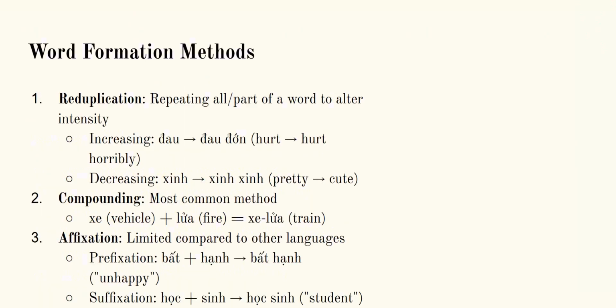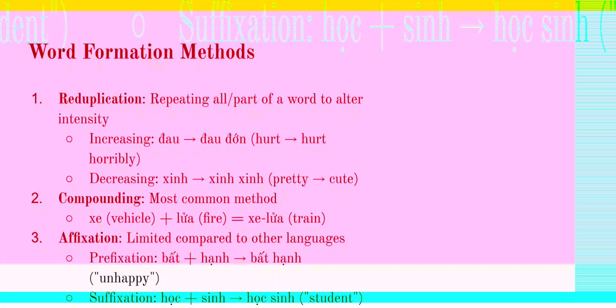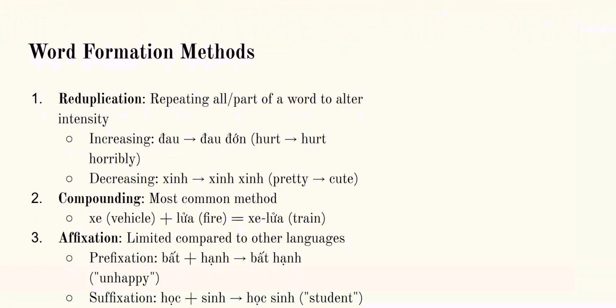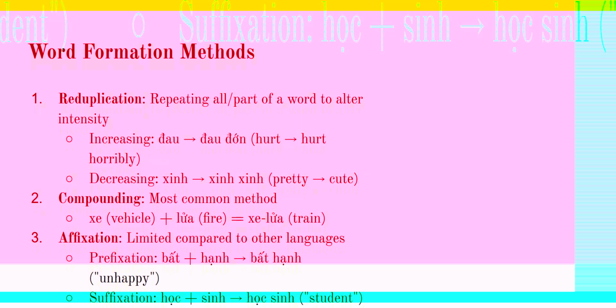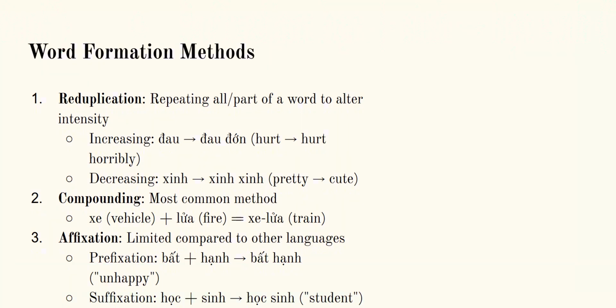Here we don't have any morphological markings for case, gender, number, or tense, and we use classifier words for distinctions. If we talk about how we form words in Vietnamese, there are basically three methods. One of them is reduplication: we repeat all or part of a word to alter the intensity. For example, to increase intensity, Dao becomes Dao Dao. Dao means hurt, but Dao Dao means hurt horribly. Decreasing intensity would be Z, Z Z. Z was previously pretty, but Z Z now becomes cute. The meaning changes as we reduplicate words or part of a word.